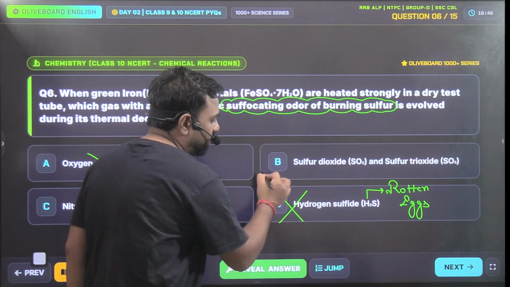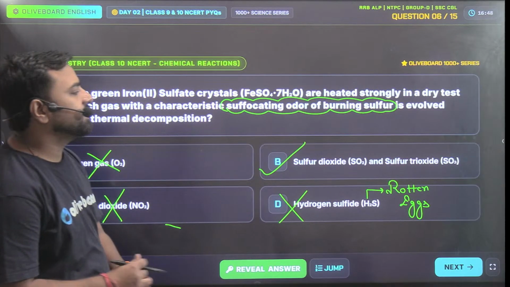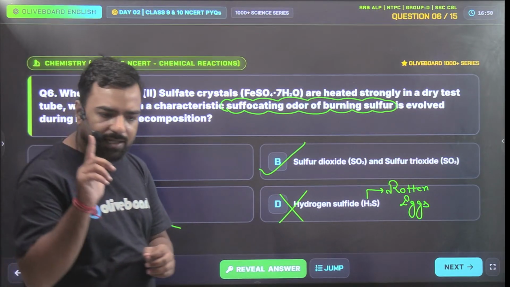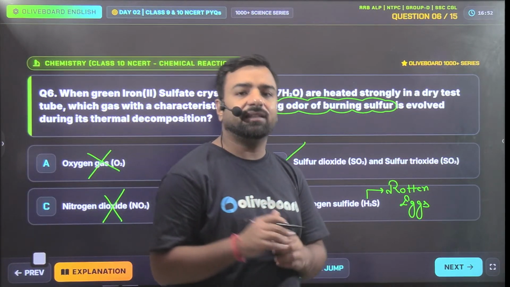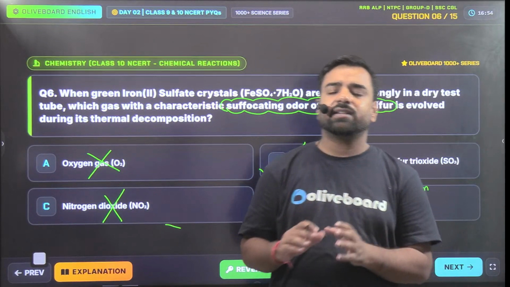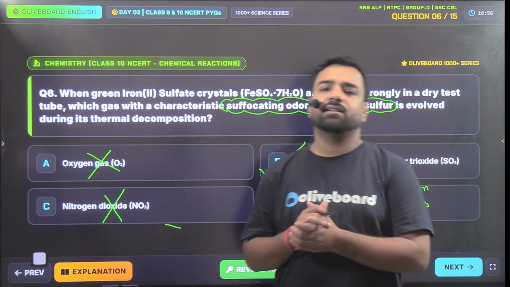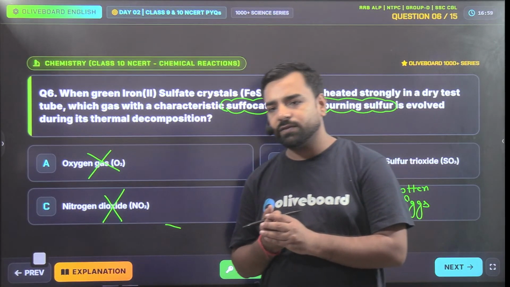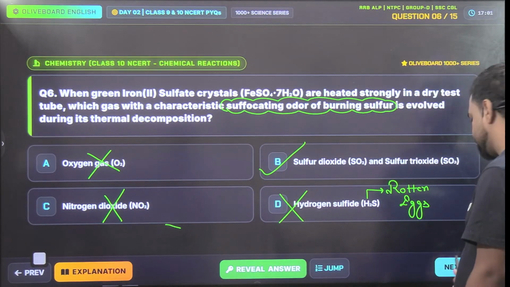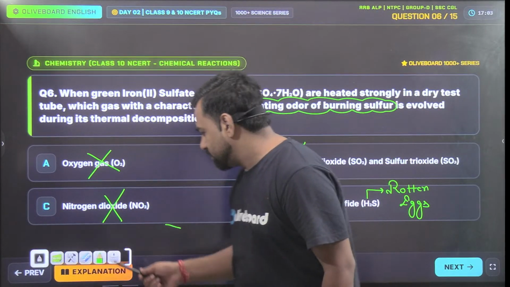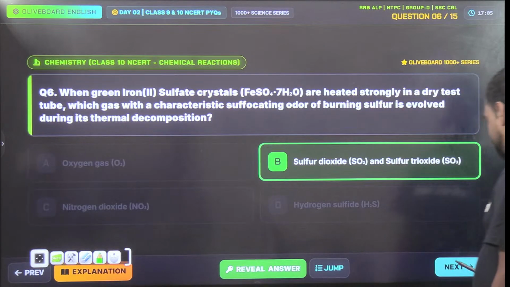So here the only options left are sulfur dioxide and sulfur trioxide. Sulfur dioxide is also the gas that contributes to acid rain. For acid rain, sulfur dioxide is the main reason and the other part is NOx. So what will be the answer? In this case, the answer will be B. So let's go with the explanation part now. So B is the correct answer.